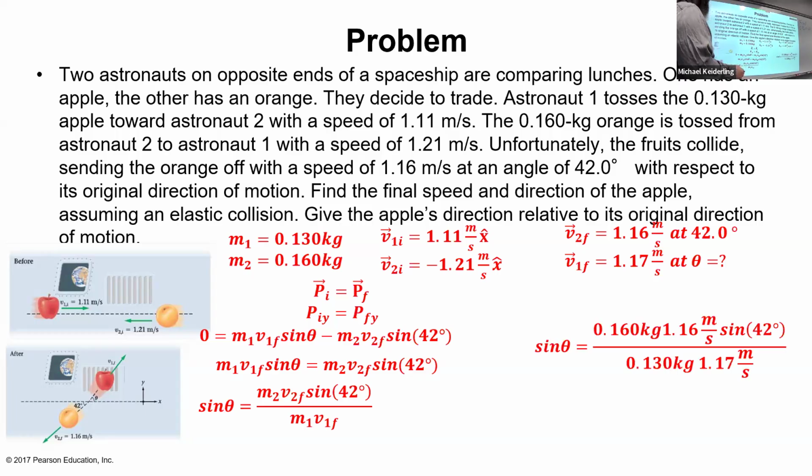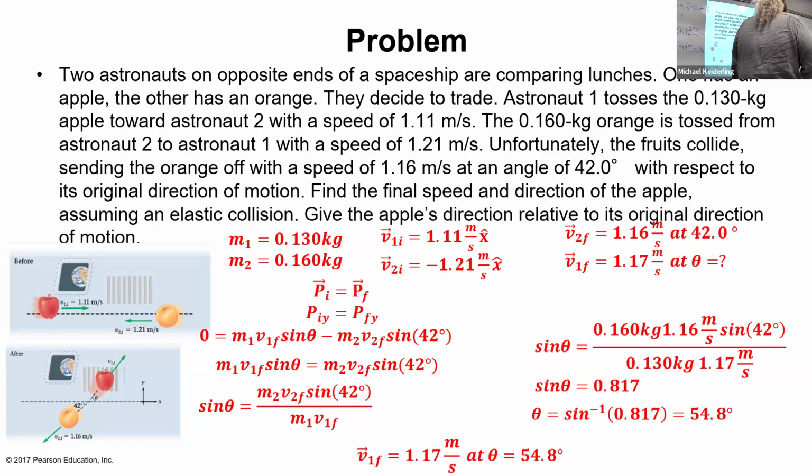Sine theta equals 0.16 kilograms times 1.16 meters per second, that's sine of 42 degrees, over 0.13 kilograms times 1.17 meters per second. So sine of theta equals 0.817. So theta is the inverse sine of 0.817, which is 58.4 degrees. So V1 final is 1.17 meters per second and an angle of 54.8 degrees.